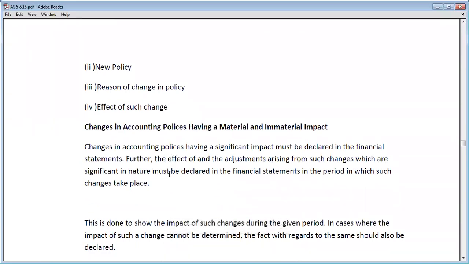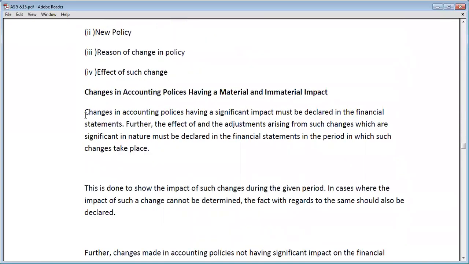Okay, yes. Now see, there is a point: changes in accounting policy having a material or immaterial impact. Changes in accounting policy having a significant impact must be declared in the financial statement. Further, the effect of and the adjustment arising from such changes which are significant in nature must be declared in the financial statement for the period in which such changes take place.